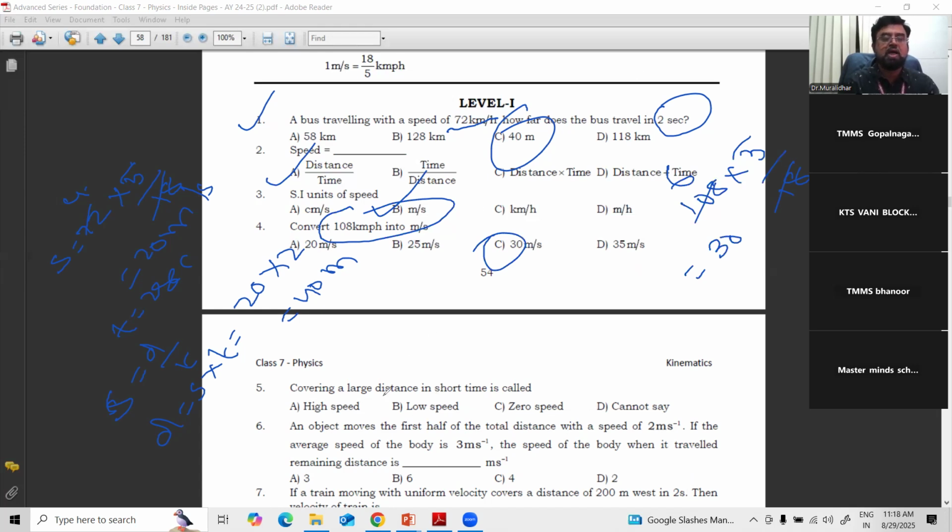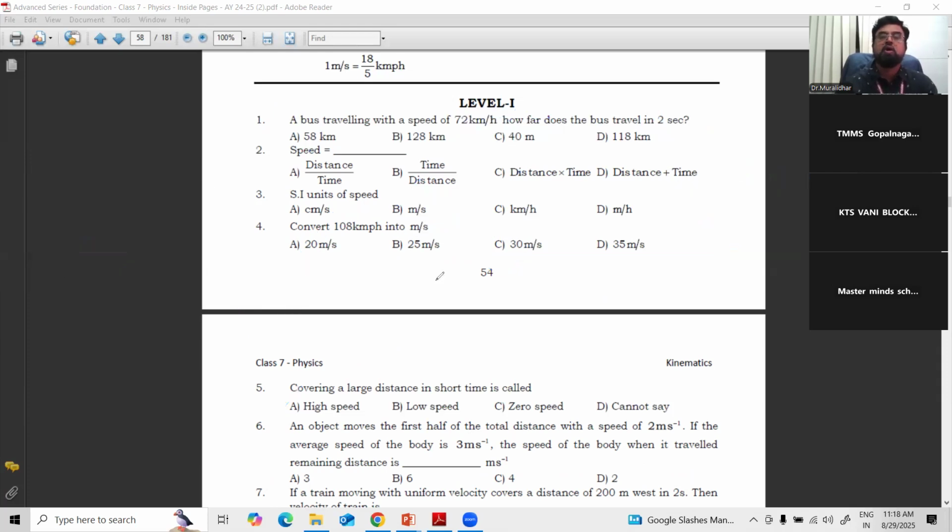So covering a large distance in a short time is called high speed. Because the distance is large, na? We cannot say low speed or zero speed. So like that you can solve all the questions if you are perfect in the concept. That's why I'm explaining the concepts mainly. You have to practice these levels in your notebook. If you have any queries, we have given the solutions also for each and every problem.